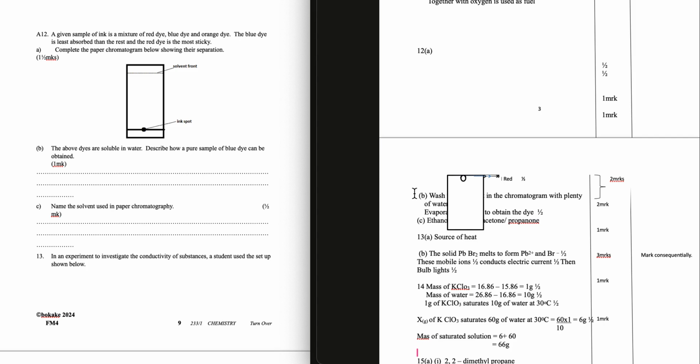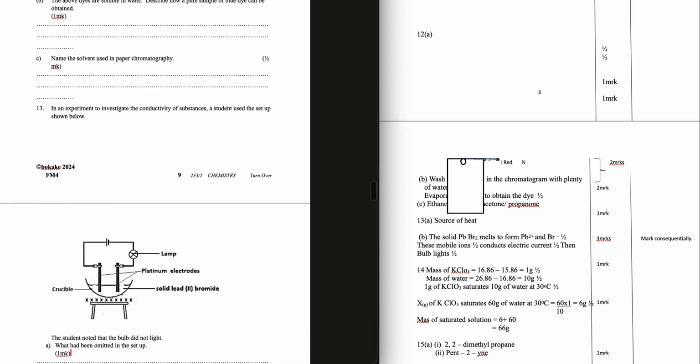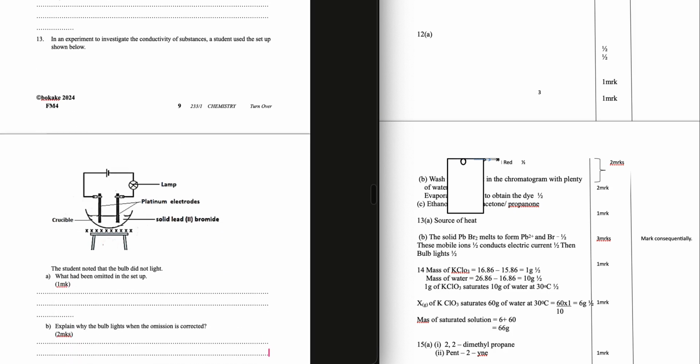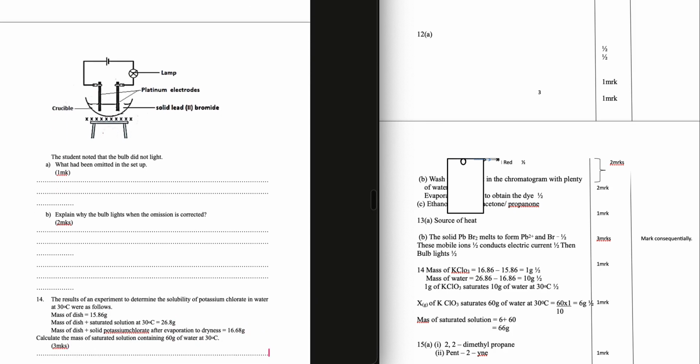Question 13. In an experiment to investigate the conductivity of substances, a student used the setup shown below. The student noted that the bulb did not light. What had been omitted in the setup? Source of heat.